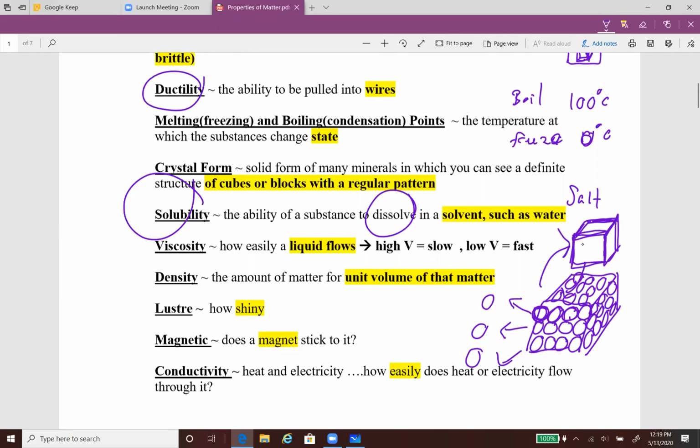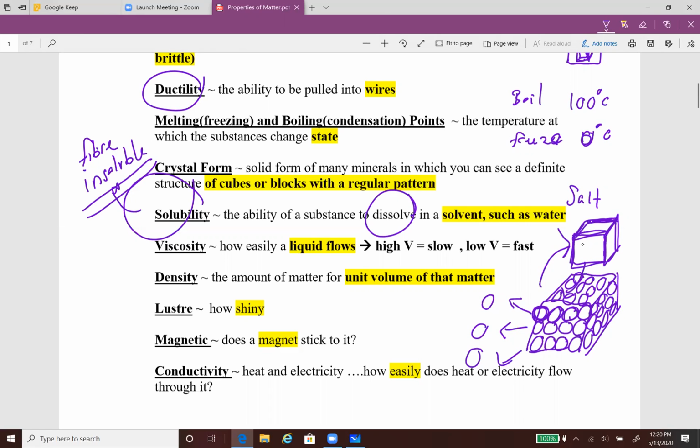So solubility, again, is just another way of describing matter. For example, fiber is insoluble in water. So if you put fiber in water, it doesn't dissolve. Nothing happens to it. It just sinks to the bottom or floats to the top. Nothing happens to it. Okay. So that's another way of describing matter.